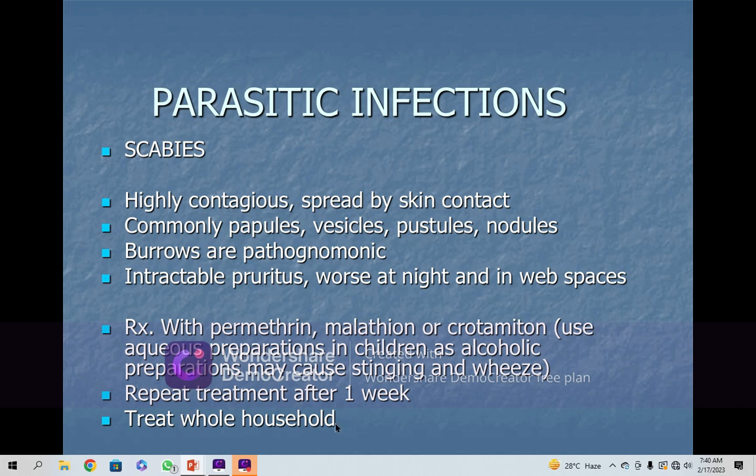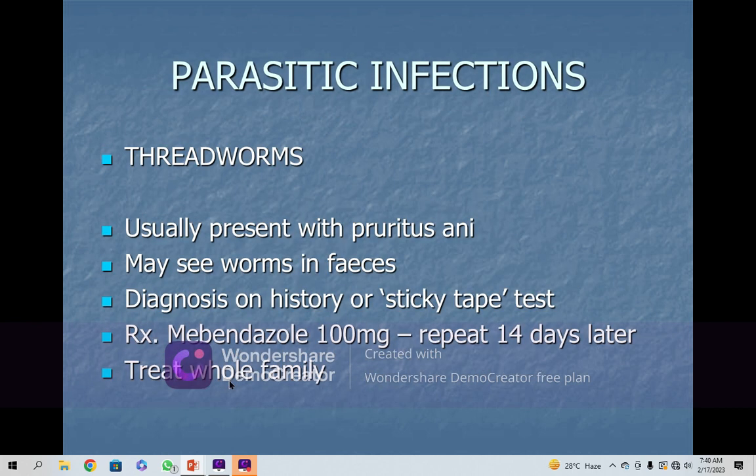Treat the whole household. But this is not enough for this lecture to complete scabies. I will take another lecture on this.